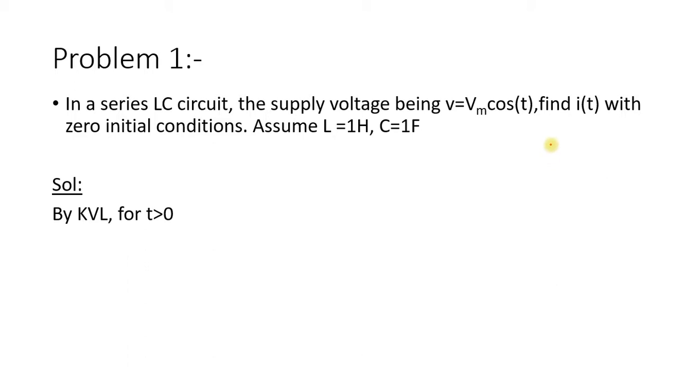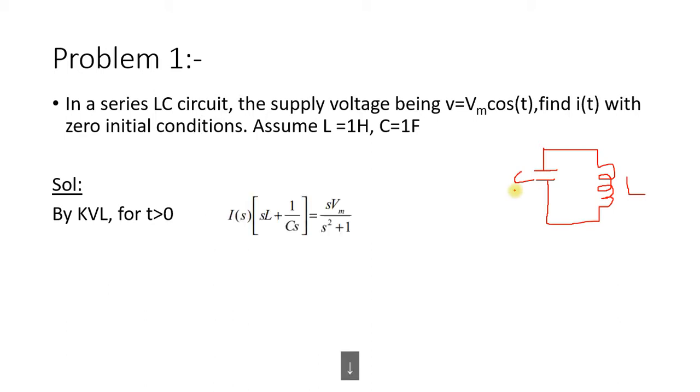So that means it is a series LC circuit, where only L and C are present. So this is the LC circuit. The value of C is 1 Farad and L is 1 Henry. Assume all the initial conditions are 0. Apply KVL for this corresponding loop.